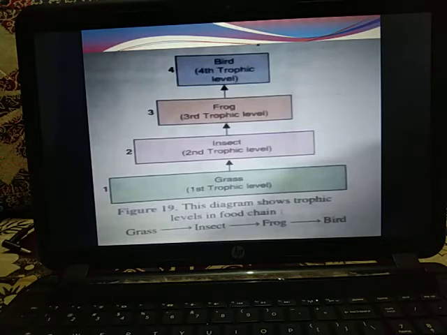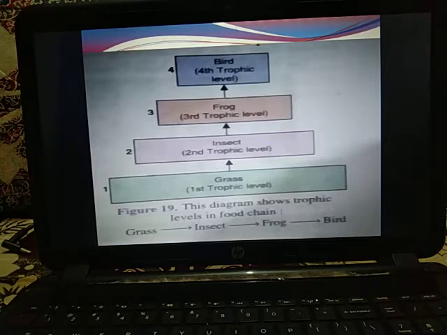In this way, the organisms in a food chain can be arranged, and they occupy a certain position. We cannot bring the bird to the bottom. We cannot keep the bird first and the grass last, because we know the pattern of eating and being eaten is in one single chain, a particular sequence that cannot be changed.